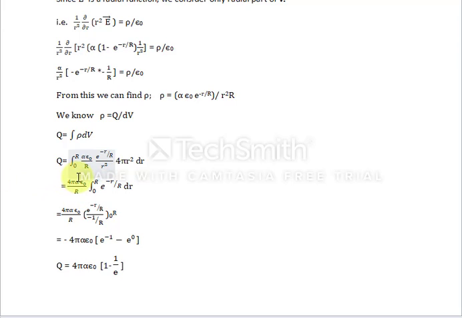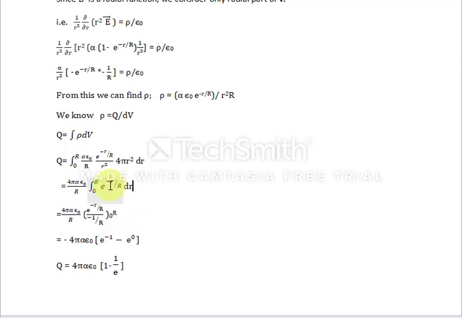Here in the next step we apply the integration limits and substitute the value of rho and dV. We know q is equal to the integral from 0 to R, because we have to find the charge inside a sphere of radius R. So we integrate from 0 to the radius of the sphere, capital R, substituting the value of rho, that is alpha epsilon 0 e raised to minus r by R divided by R square r, and the volume element of the sphere is 4 pi r square dr. Taking the common factors outside, that is 4 pi alpha epsilon 0 by R, integral 0 to R of e raised to minus r by R dr.